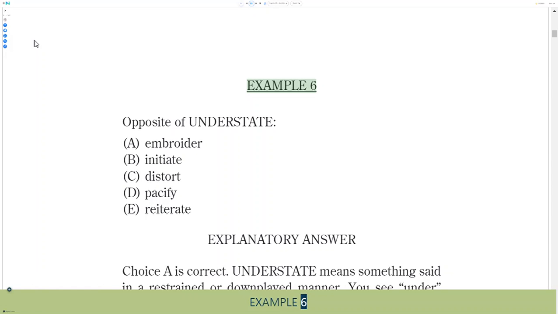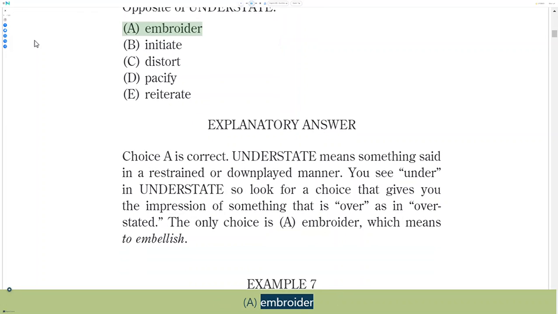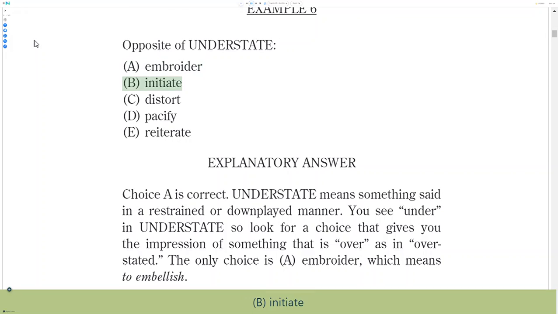Example 6. Opposite of understate. A. Embroider. B. Initiate. C. Distort. D. Pacify. E. Reiterate. Explanatory answer.